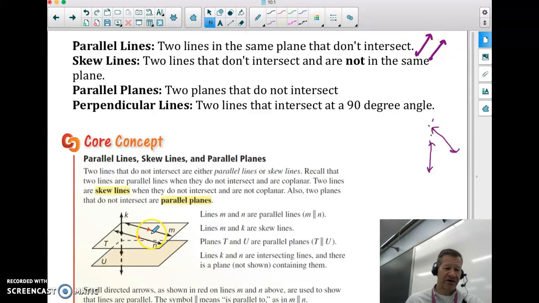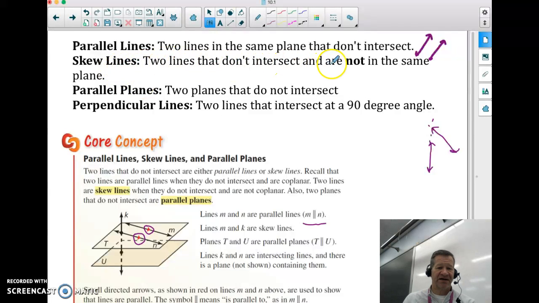So those are parallel lines. If you look down here on this figure, lines M and N are parallel. The two little arrows you see down here indicate that those lines are parallel, just in case you couldn't tell for sure. So M and N are parallel to each other, and we write it this way: M is parallel to line N.